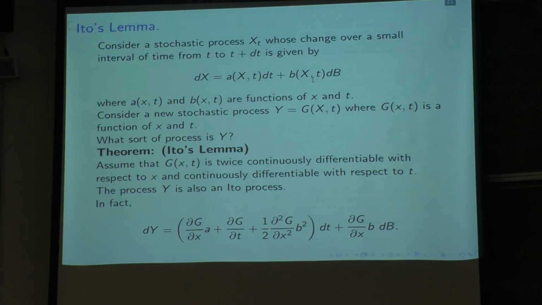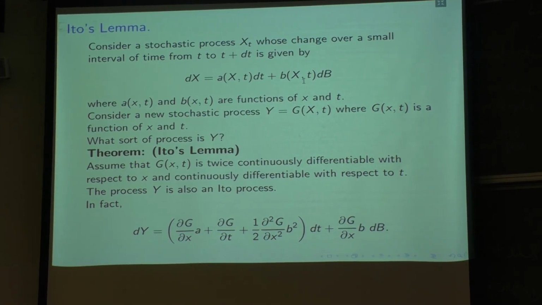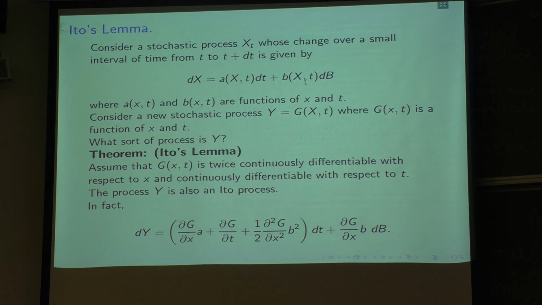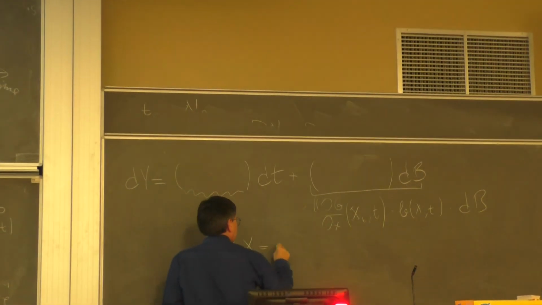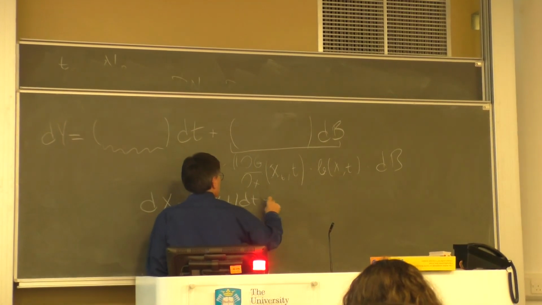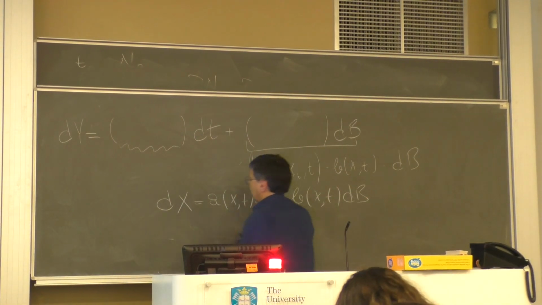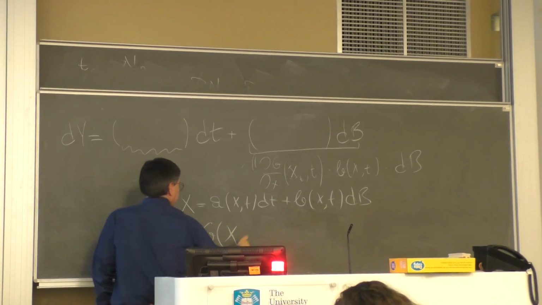Once we know this, we can roll up our sleeves more or less, and we are going to start finding prices of derivatives. So let's make sure that we understand this technical bit over here. So I start with an Ito process. There is a stochastic process x, which has the property that dx, the change in x, is a dt, so a is a function of x and t, dt, plus b, which is a function of x and t, the Brownian motion.